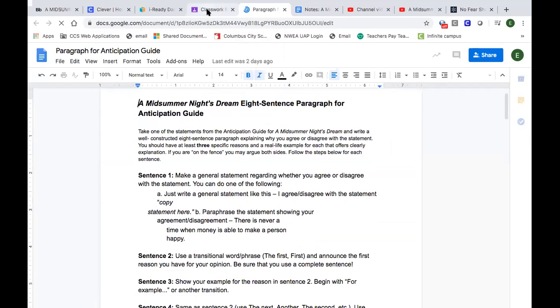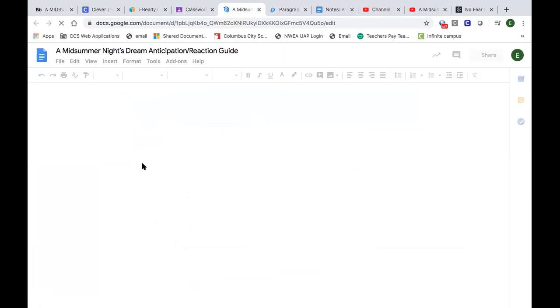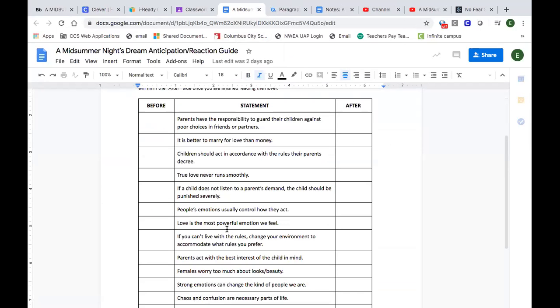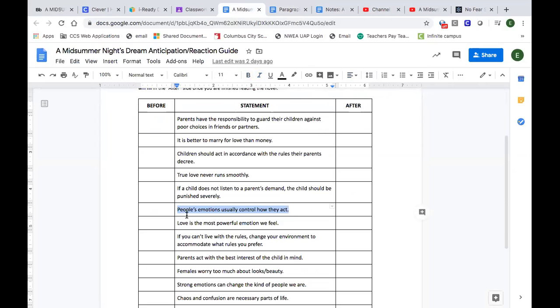So that anticipation guide I just had open, this thing. You're going to choose one of these statements for the paragraph, any of them. Let's see. People's emotions usually control how they act. And then you're going to agree or disagree with that. So you'll start your paragraph with a statement that says, I agree with the statement, people's emotions usually control how they act.